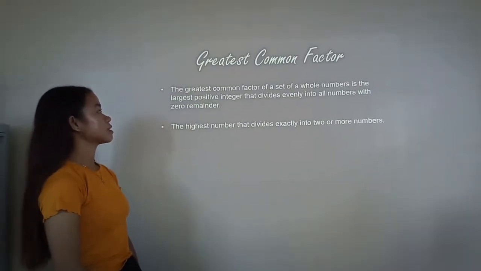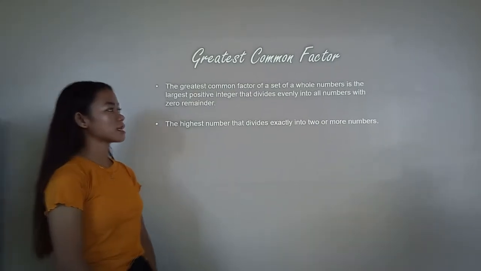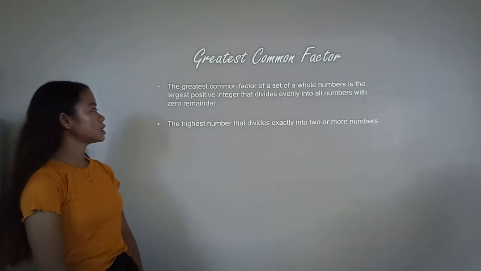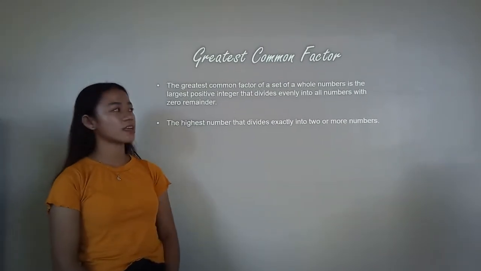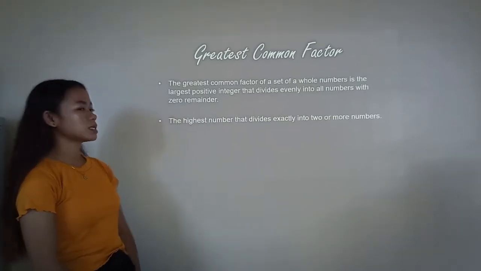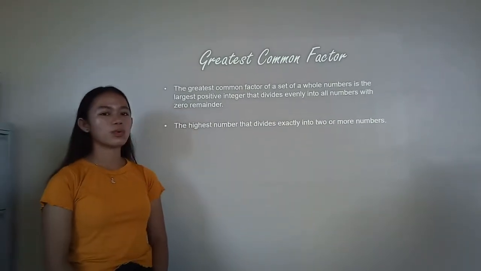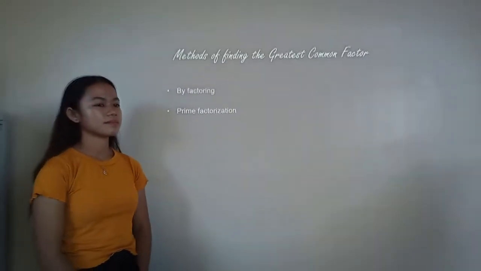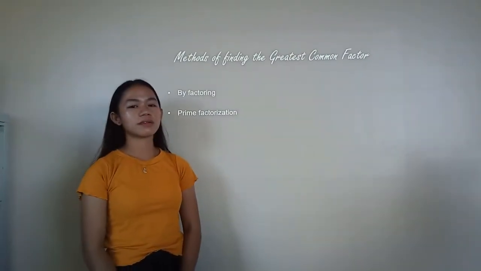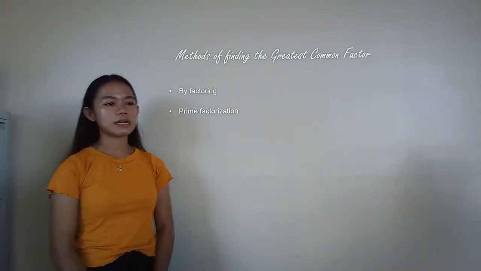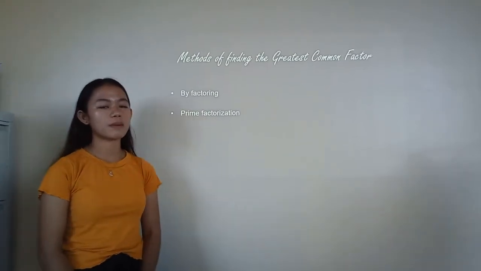Greatest common factor. The greatest common factor of a set of whole numbers is the largest positive integer that divides evenly into all numbers with zero remainder. The highest number that divides exactly into two or more numbers. Methods of finding the greatest common factor. First, by factoring. Second, prime factorization.